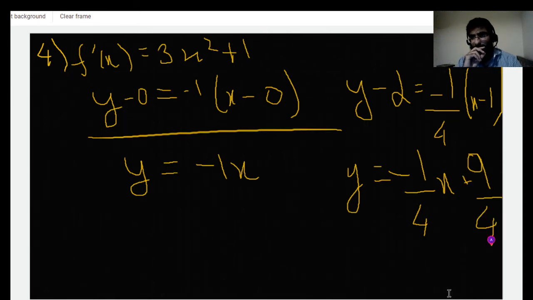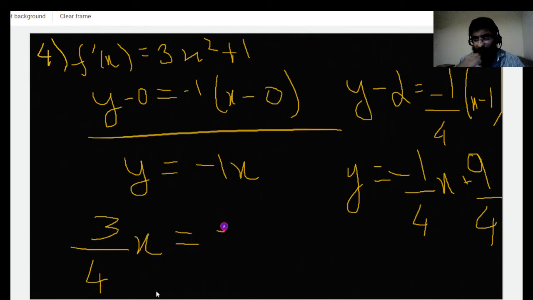Now these two are equal, so then it becomes: take minus 1 by 4, 1 by 4, and then add it with 1. You'll get 3 by 4. 3 by 4x is equal to minus 9 by 4. So x is equal to 9 by 4 into 4 by 3, which gives me x is equal to 3.